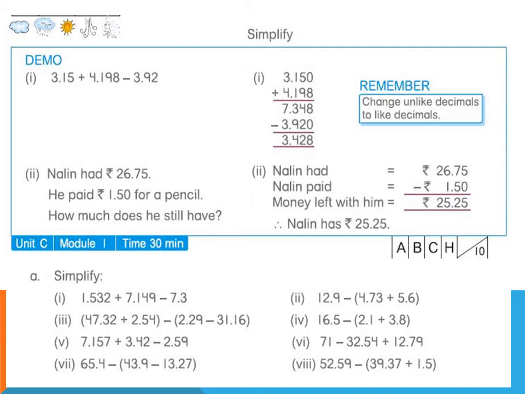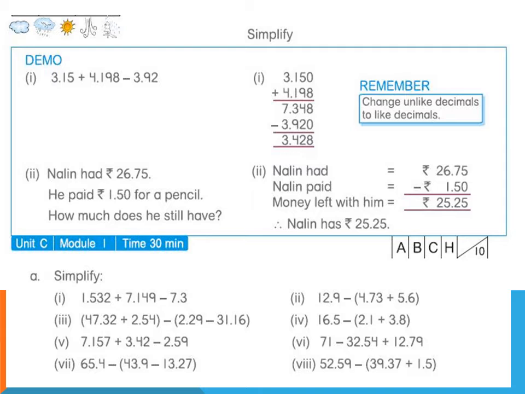Now look at demo number 2. Nalin had rupees 26.75. He paid rupees 1.50 for a pencil. How much does he still have? Look at the right hand side, the answer part. Nalin had rupees 26.75. Nalin paid rupees 1.50. Now we have to subtract 1.50 from 26.75 and we finally get rupees 25.25. Therefore Nalin has rupees 25.25.